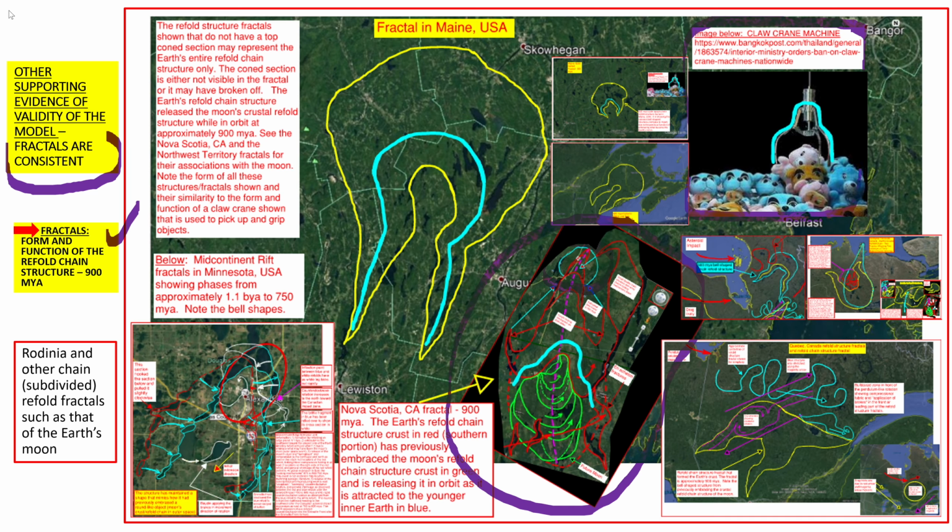fractals are basically showing how the refold structure kept its form with the bell shape, and even included the notch in a lot of these. Circling one of the notches now in this middle diagram here.